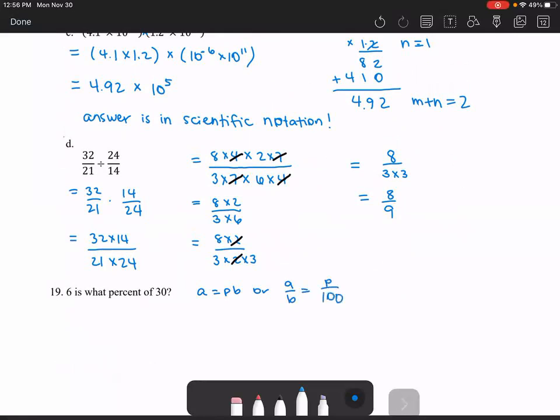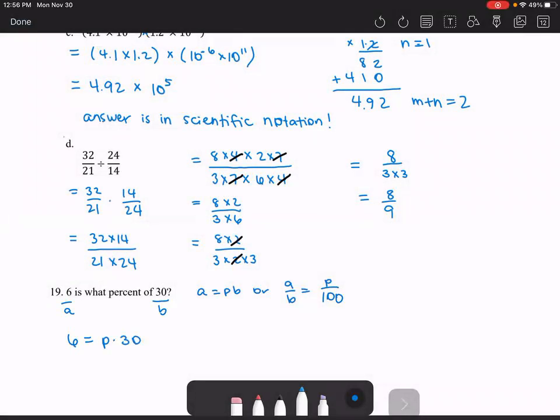So if you wrote this down, you should have gotten extra credit on the third exam. You can check that once I finally finish sending them this afternoon. So 6 is what percent of 30? So 6 equals what percent? So 6 is the part. 30 is the whole. And we want to say 6 is what percent of 30.